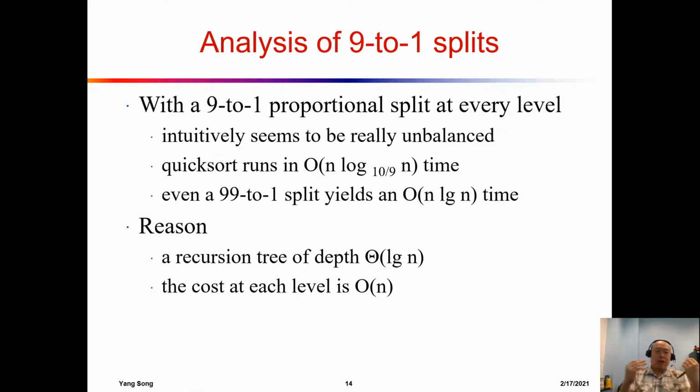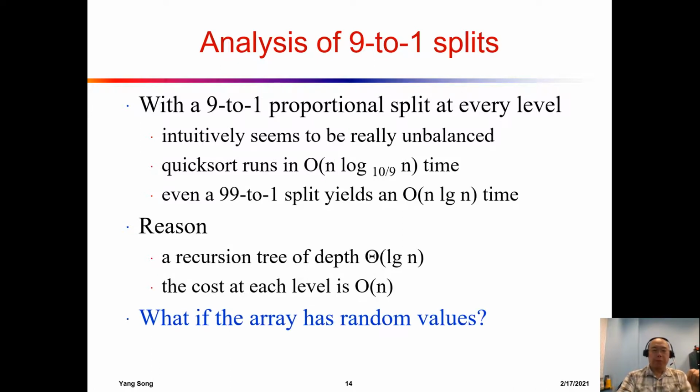So this means for the random case or for the average case, it can't be as bad as a 9 to 1 split or 99 to 1 split. However, we can see even if we are doing 9 to 1 split constantly, or even 99 to 1 split constantly, this is still an O(n log n) algorithm. What does this mean? This means for the average case of quicksort, it should still be an O(n log n) time algorithm.